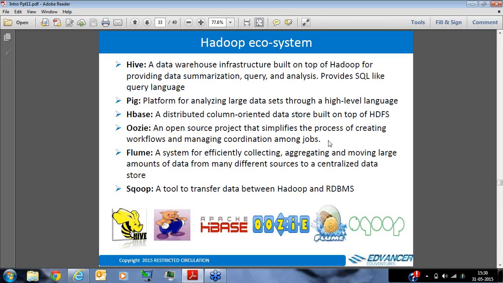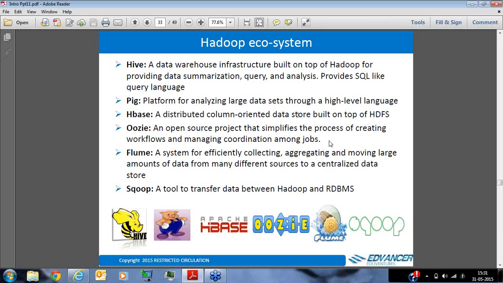Oozie is something which simplifies the process of creating workflows and managing coordination amongst jobs. You may not have just one job to run on the data, right? You may not want to do just one kind of analysis or process. You may want to do several kinds. Apart from you, a lot of your colleagues may want to do their kind of processing and analyzing on data. So what Oozie does is it helps create these workflows and manages the coordination amongst various jobs so that they don't clash with each other.